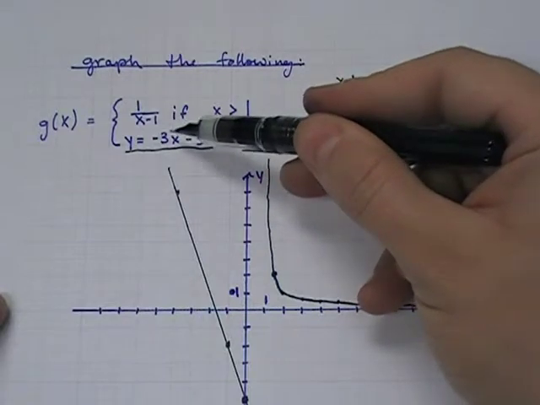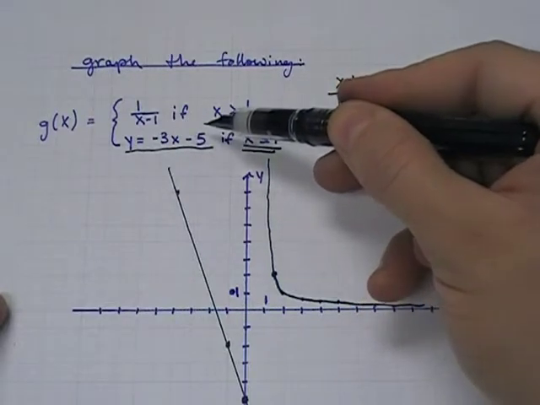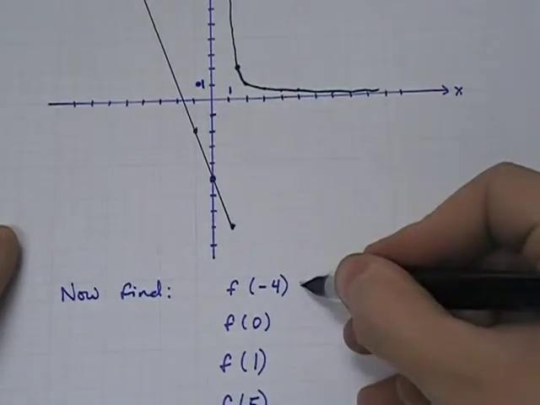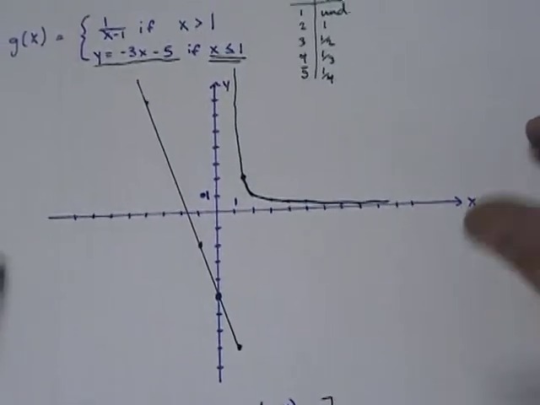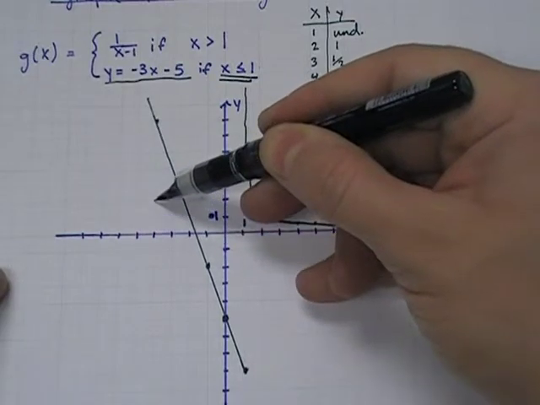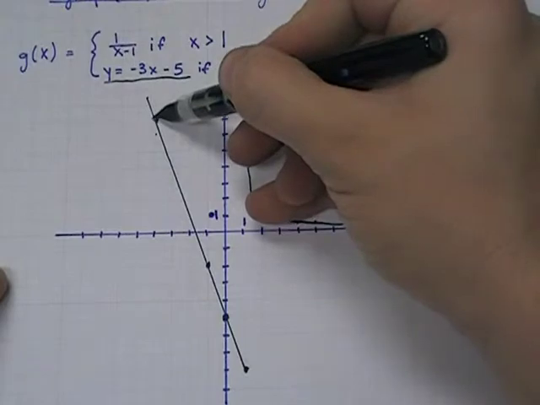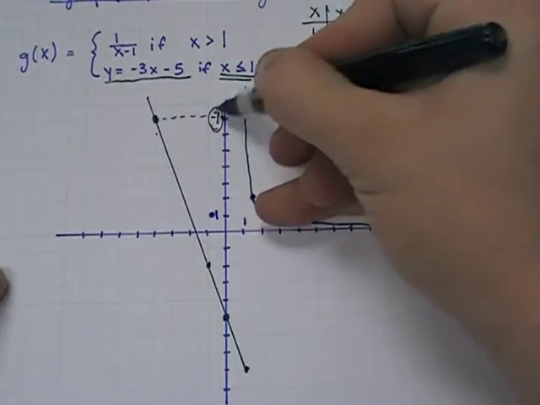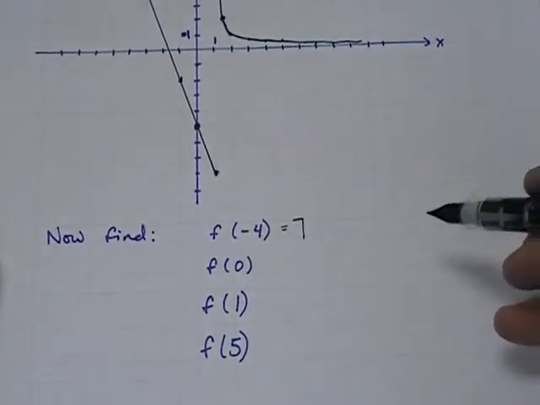What is negative 3 times negative 4? It's 12. What is 12 minus 5? How about 7? Let's compare that to our graph for a second. If I go over to 1, 2, 3, 4, 1, 2, 3, 4, 5, 6, ta-da, y equals 7. Isn't that nice? So our graph matches our math.